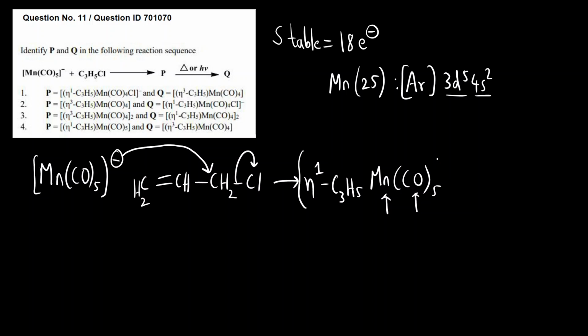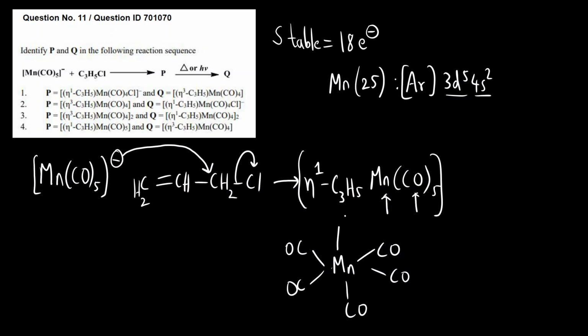What will be the structure of this? The structure of this will be Mn with CO, CO, CO, CO, and here this will be CH2 CH double bond CH2. That is, it is attached to only one carbon. That is the meaning of hapticity. Now what is the next step?